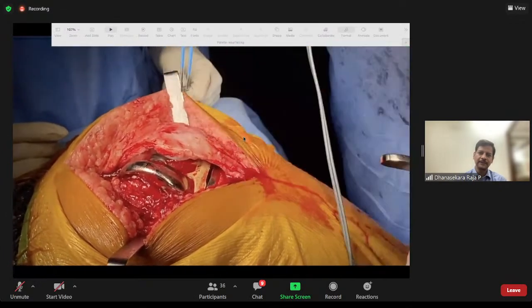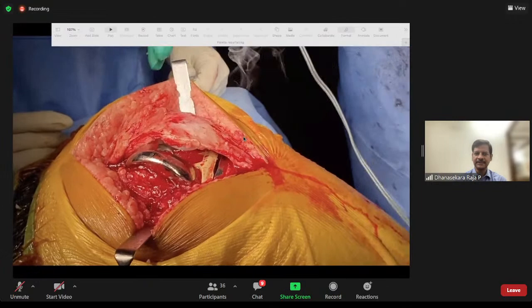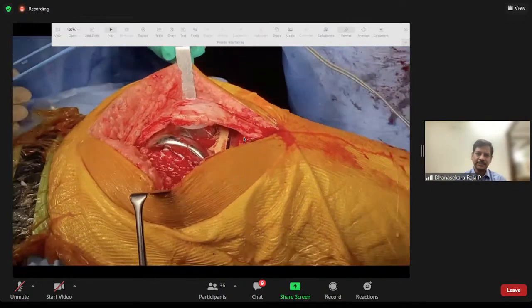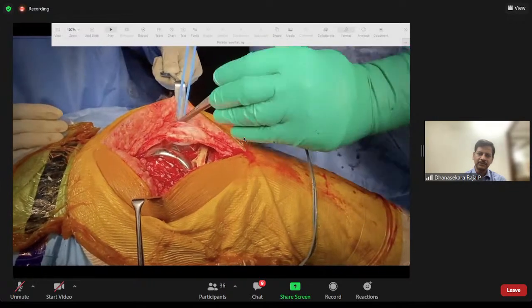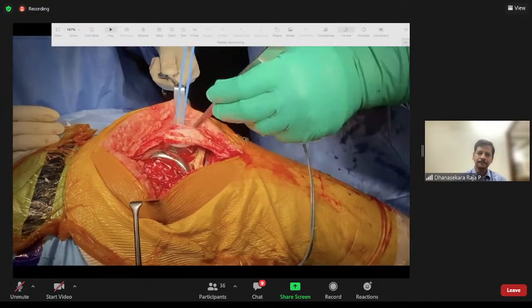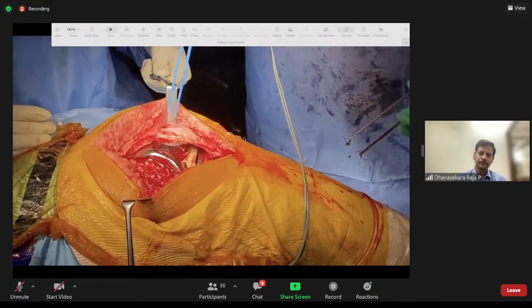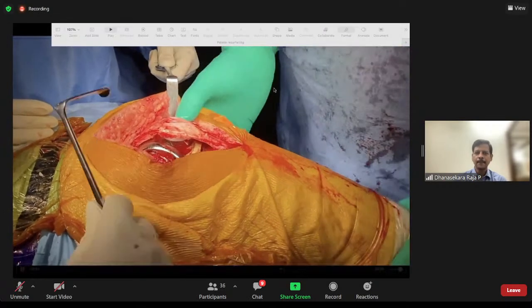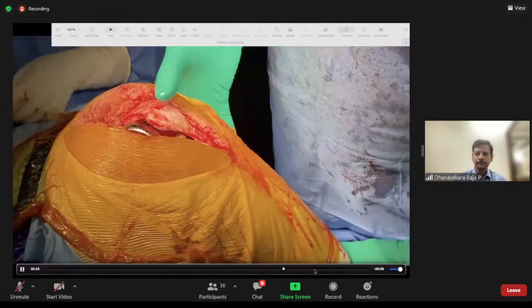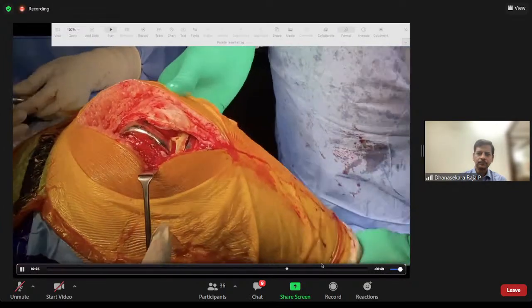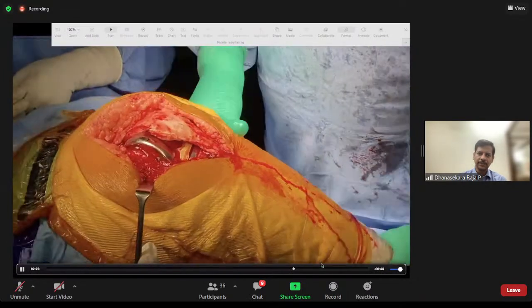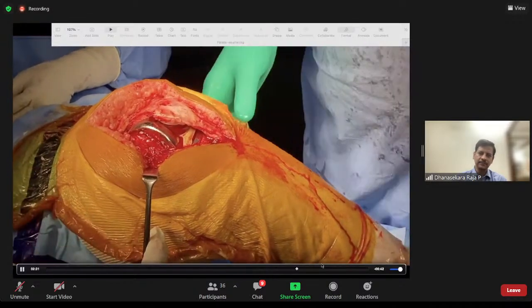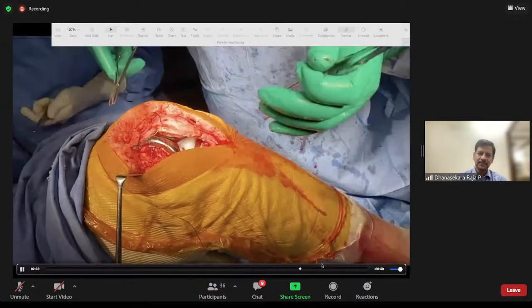The superior genicular artery also has to be released. Usually there is a tight band below the vessel, so unless we release it, the tracking is not restored. You can see it's almost tracking. Now it is in contact with the medial facet as well.